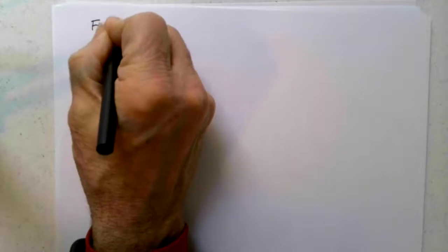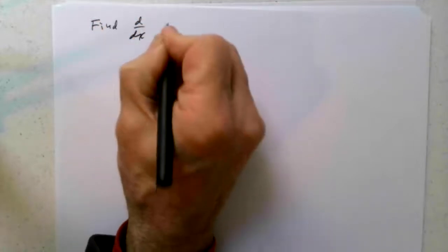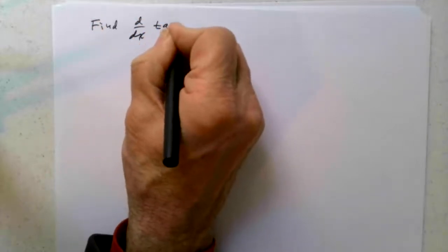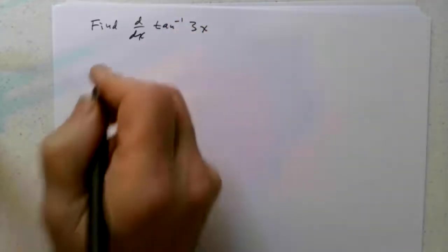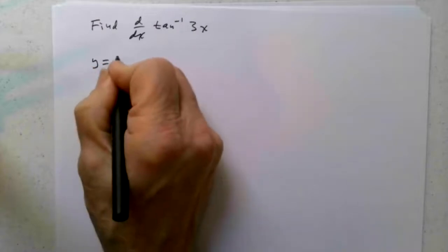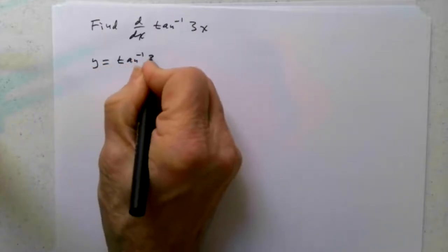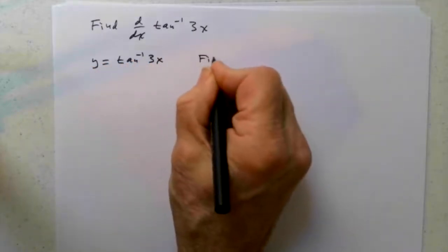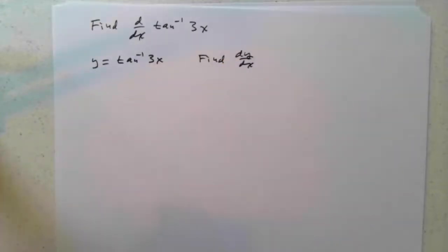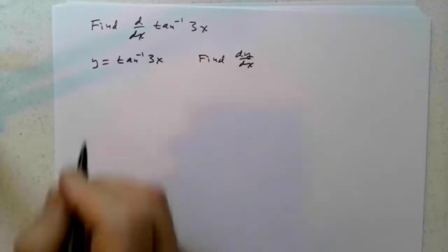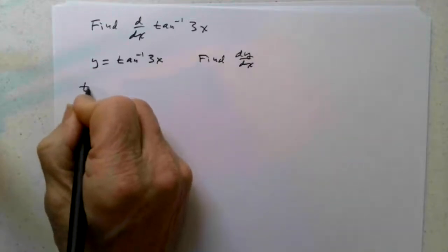Again, using an implicit derivative to find the derivative of an inverse trig function. This time I want to find the derivative with respect to x of the inverse tangent of 3x. So let's repeat that process. So y is the inverse tangent of 3x, and our goal is to find dy dx. Y is the inverse tangent of 3x. What does that mean? That means tangent of y equals 3x.